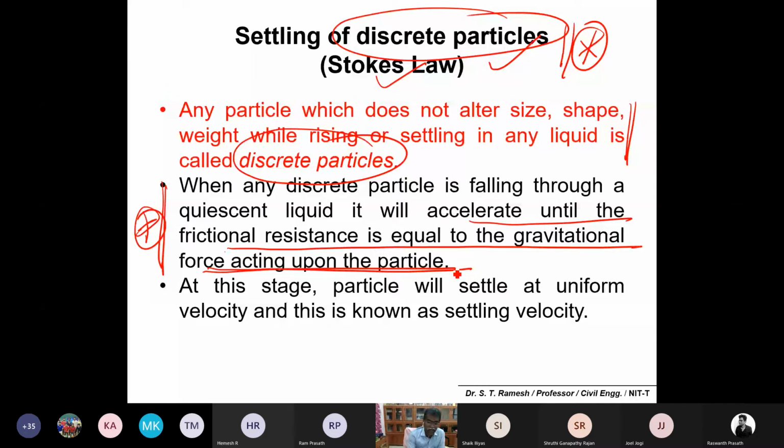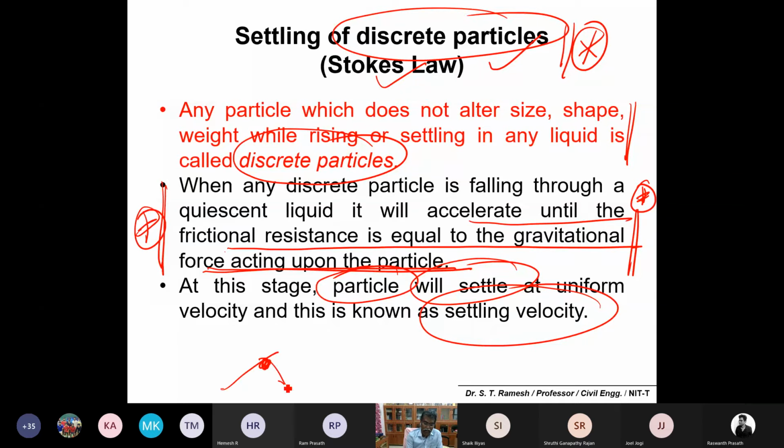This is important. When any particle is falling through a viscous liquid, it will accelerate until the frictional resistance is equal to the gravitational force, and at this stage the particle will settle with a uniform velocity. That velocity is called the settling velocity. Let me repeat: when a particle enters a sedimentation basin, it falls through the liquid and accelerates until the frictional resistance equals the gravitational force acting upon it. At that stage, the particle settles at a uniform velocity, called the settling velocity.